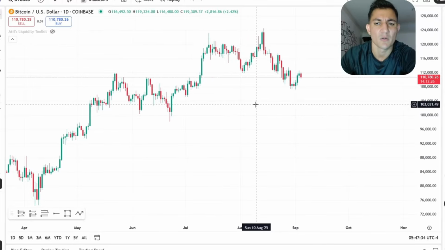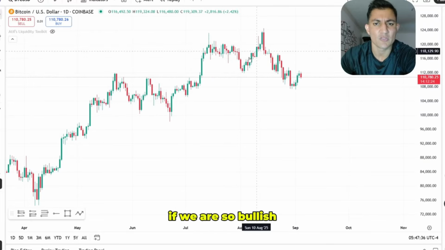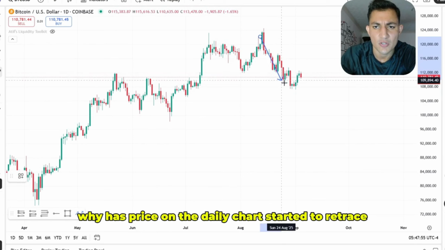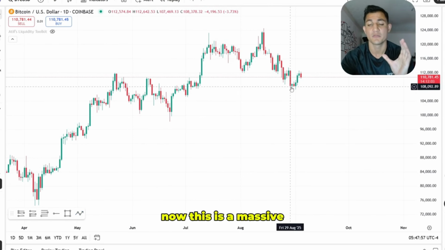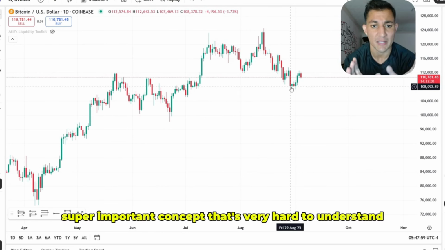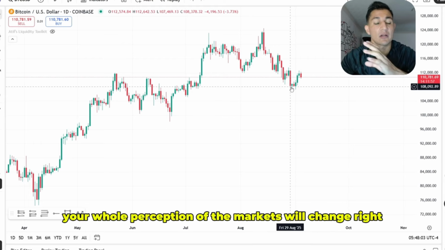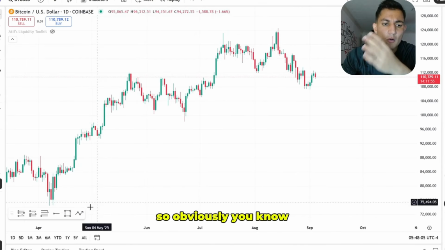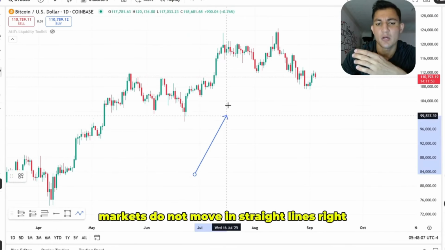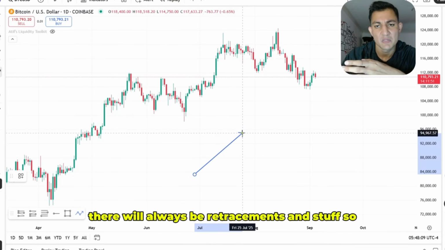Now, you might be wondering, oh, Atif, if we are so bullish, then why has price on the daily chart started to retrace? Now, this is a massive, super important concept that's very hard to understand, but once you understand it, your whole perception of the markets will change. So obviously, if you've been trading for any length of time, markets do not move in straight lines. There will always be retracements.